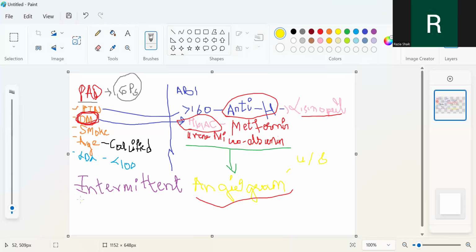For intermittent cases, all we are doing is graded exercises, smoking cessation, aspirin or clopidogrel, dual antiplatelet therapy, and medication compliance and lifestyle changes. All this may be sufficient enough for intermittent pain.